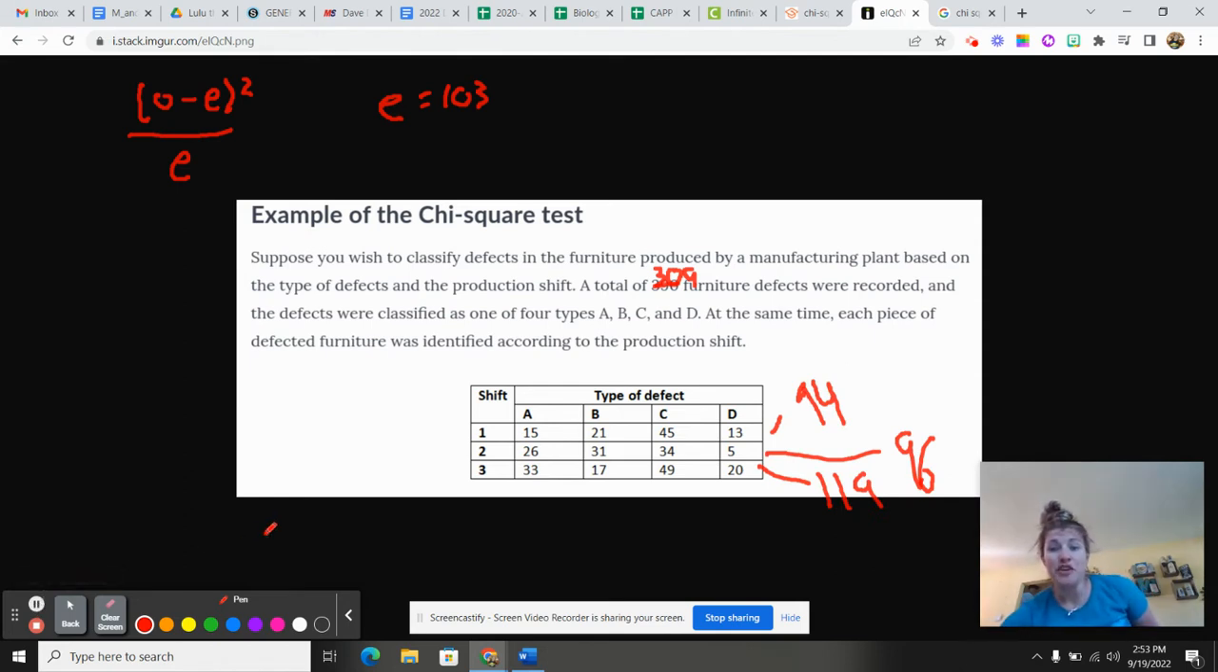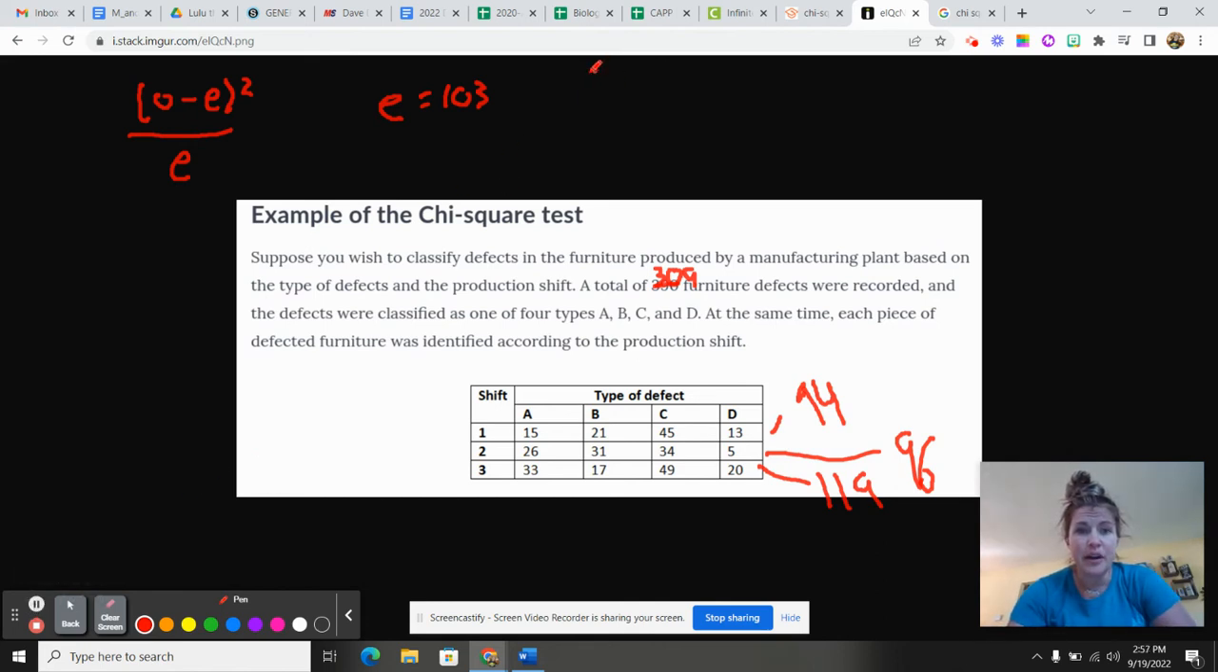All right, so I add them up. Shift 1 had 94 defects, shift 2 had 96 defects, and shift 3 had 119 defects. So it's looking like shift 3 is doing badly, but we're going to see if that is a statistically significant difference or not. So our H0 is going to be that there's no difference between the defects in those 3 shifts. So we are going to run the chi-squared numbers now.